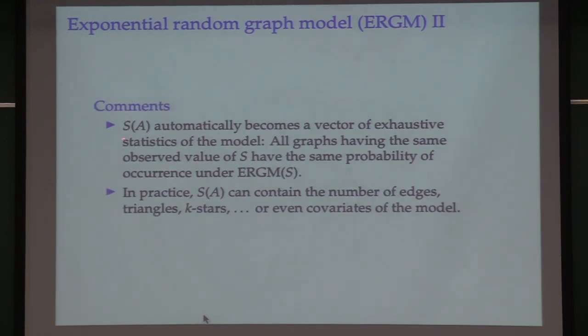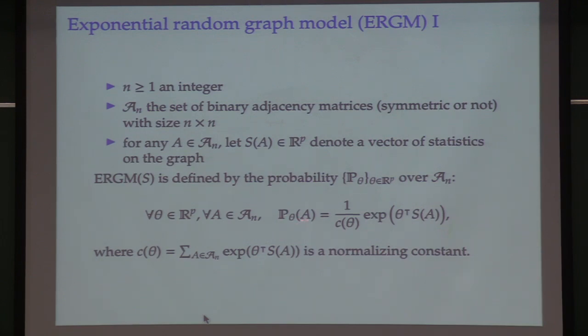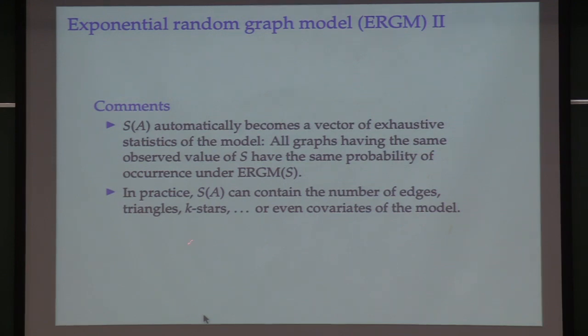So our first comment: S of A automatically becomes a vector of exhaustive statistics. In the terminology of statistics, an exhaustive statistic is something that captures entirely the characteristics of the observation, and the probability that you observe it only depends on those characteristics. So by the very definition of the probability, the fact that it depends only on S of A implies that S of A is automatically an exhaustive statistic for the model. So all graphs having the same observed value S have the same probability of occurrence under this exponential random graph model.